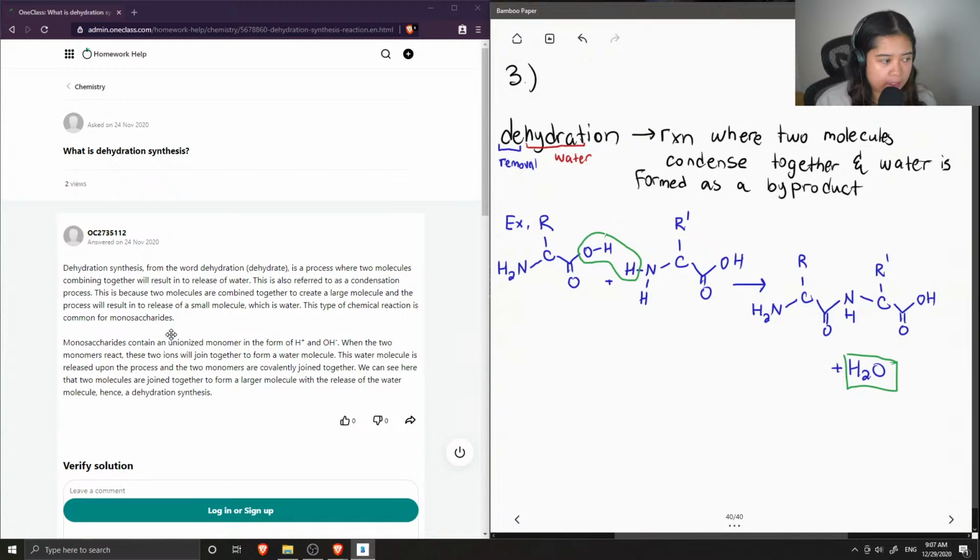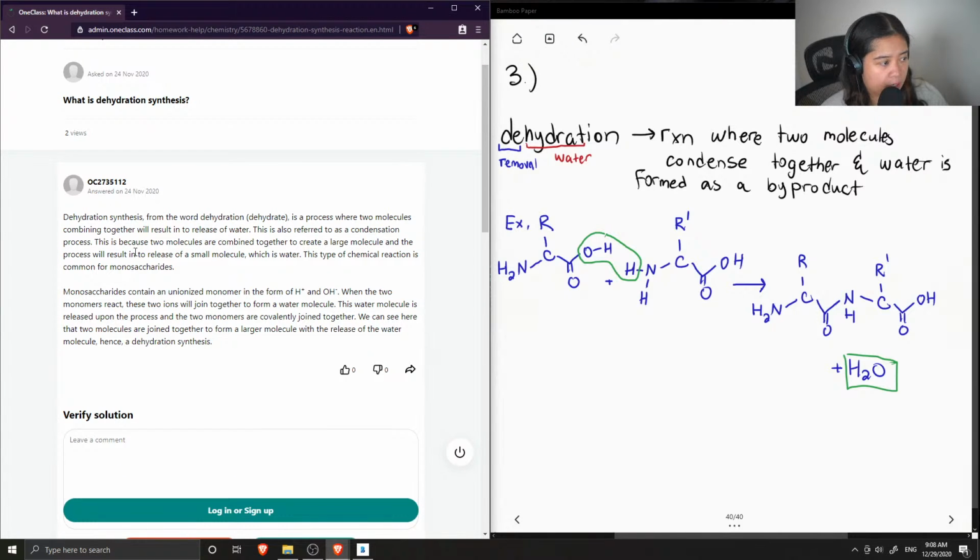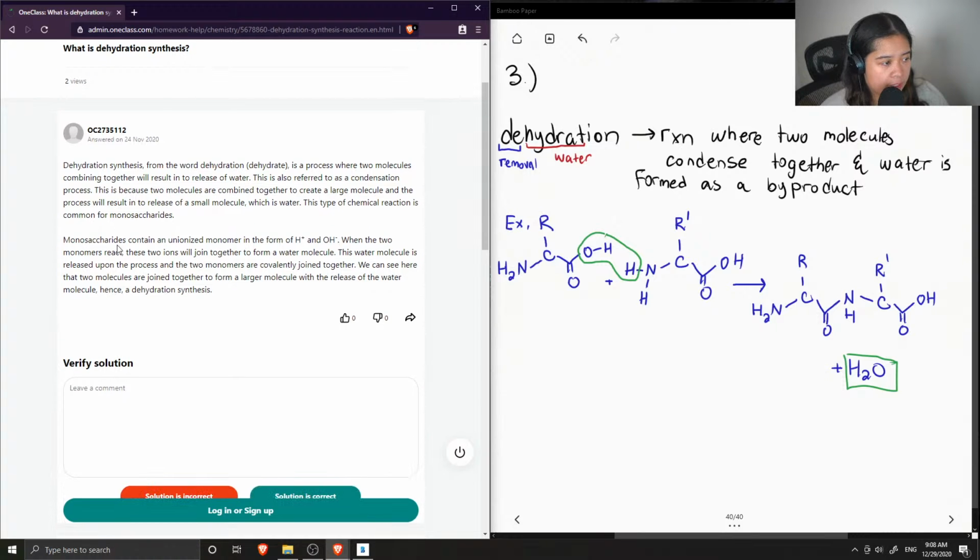Dehydration synthesis, from the word dehydration or dehydrate, is a process where two molecules combining together will result in the release of water. This is also referred to as a condensation process. This is because two molecules are combined together to create a large molecule, and the process will result in the release of a small molecule, which is water.